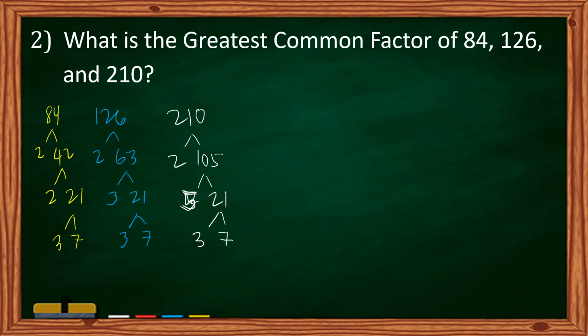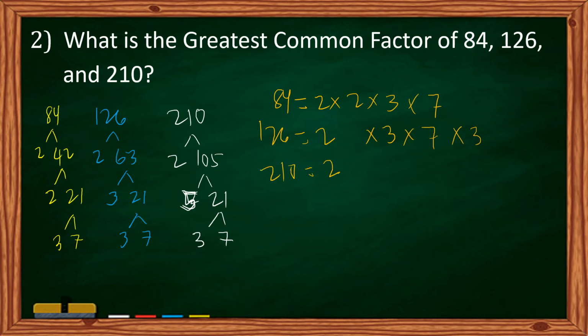Then after that, ililista natin sila. 84 is equal to 2 times 2 times 3 times 7. Ang 126 naman is 2 times 3, itatapat ko siya sa kaparehas niya number, times 3 times 7. And then 210 is equal to 2 times 5. So ilalagay ko dito yung 5 kasi wala siyang katapat na 5. And then yung 3, you are given times 3 times 7.